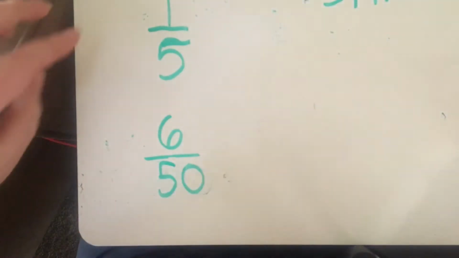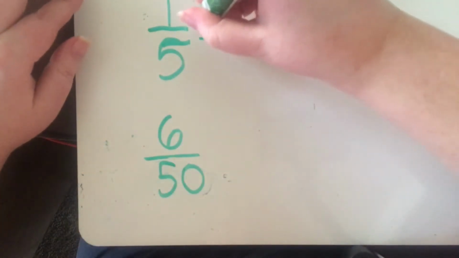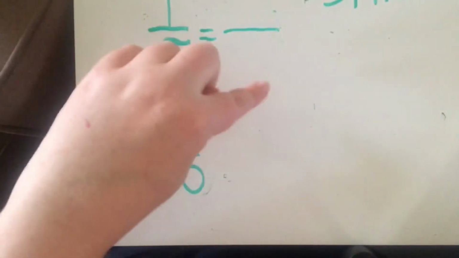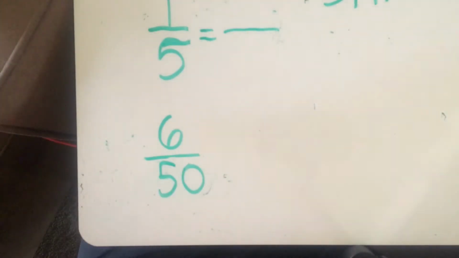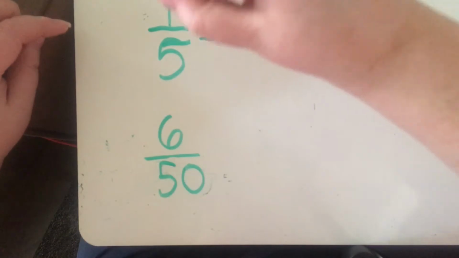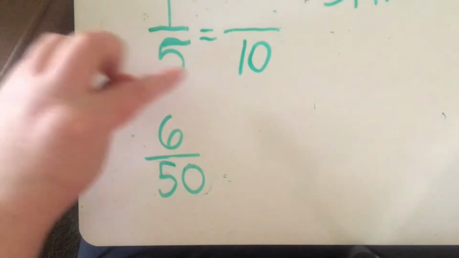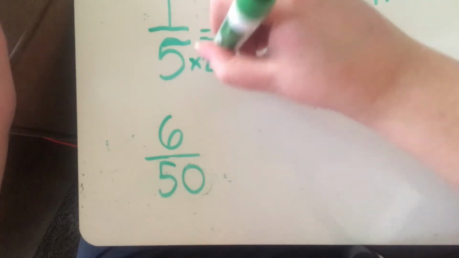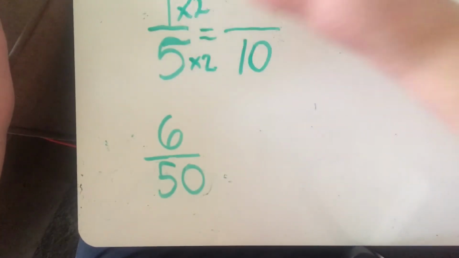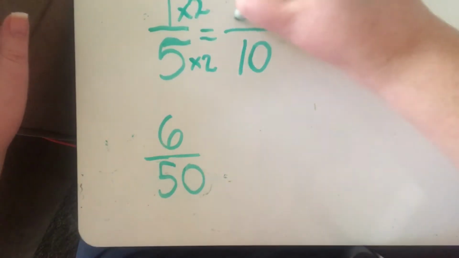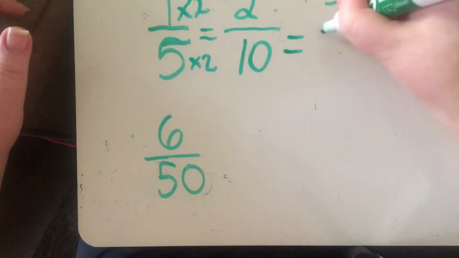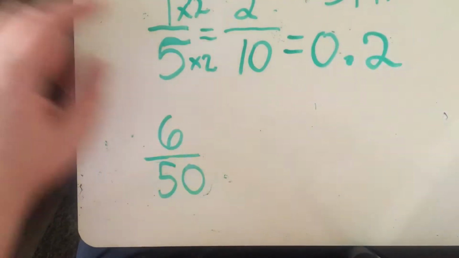We've also learned you could change it into a fraction that does have tenths, hundredths, or thousandths at the bottom. So I could think, well, 5 times something does equal 10. 5 times 2. And then if you multiply the top and the bottom by 2, you get 2/10, which you can then pretty easily turn into 0.2 as a decimal.